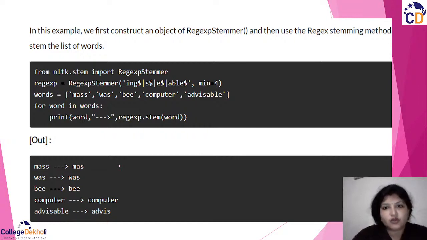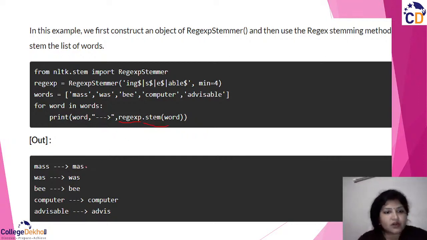which is a module for extracting the base forms. So you have mass, was, be, computer, and advisable, right? Again, you have used a for loop for extracting this. Now let us see. You have used the regex expression stemmer, right? And then you are taking the word as an argument.